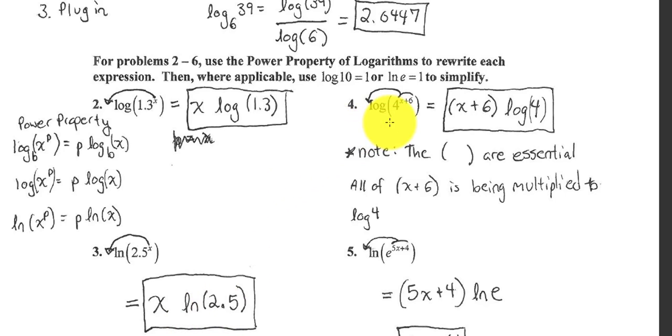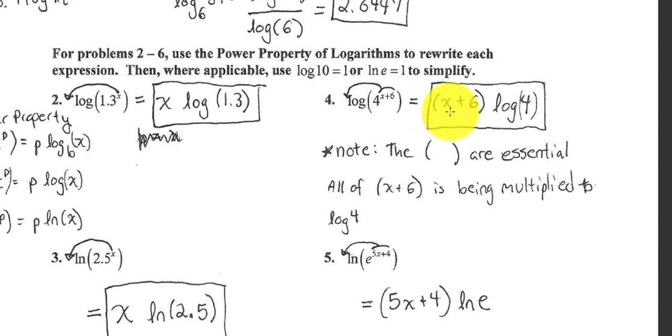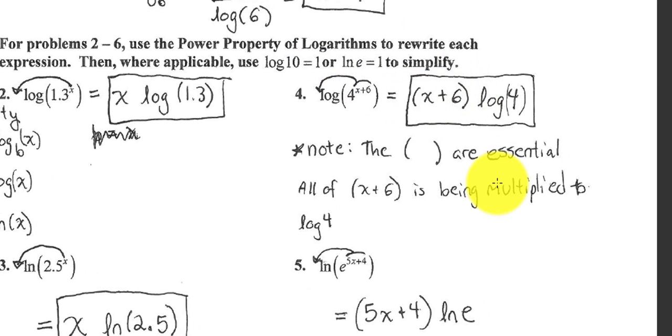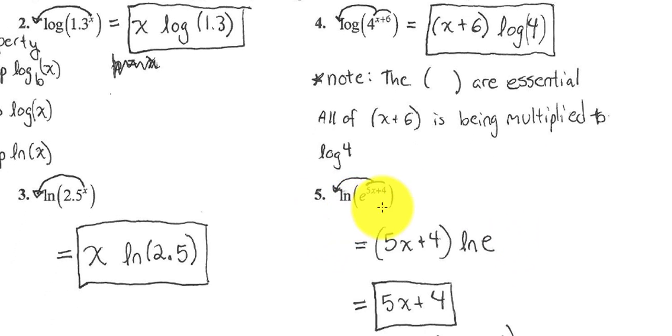Number 4, you have to be careful to keep that exponent in parentheses. So the exponent is x plus 6. So take the entire exponent and put it in the front, but make sure you keep the parentheses because this log base 10 of 4 has to be distributed to the x and the 6. Okay? If we look at number 5, we have natural log. Again, we'll keep the exponent in parentheses. The exponent is 5x plus 4.